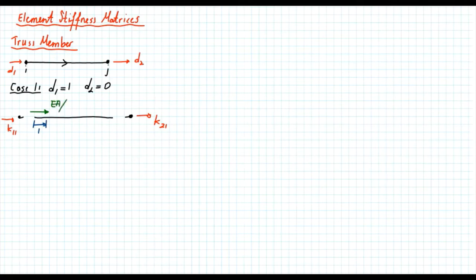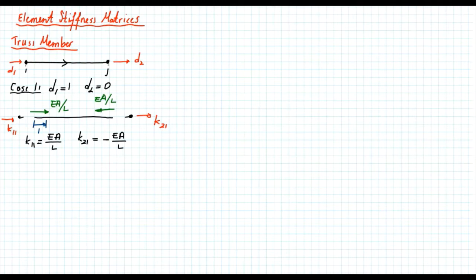divided by L. Now, in order to have equilibrium, I should have the same force but in the opposite direction, and whose magnitude is also equal to EA over L. So in that case, transfer these forces to the nodes, write down the equilibrium equations. K11 will be equal to EA over L, whereas K21 will be equal to minus EA divided by L. Now, if you repeat the same for case 2, you will obtain a similar equation.